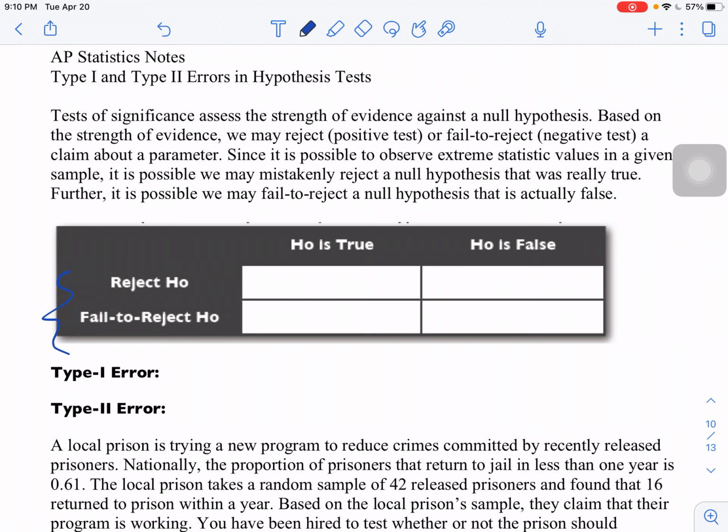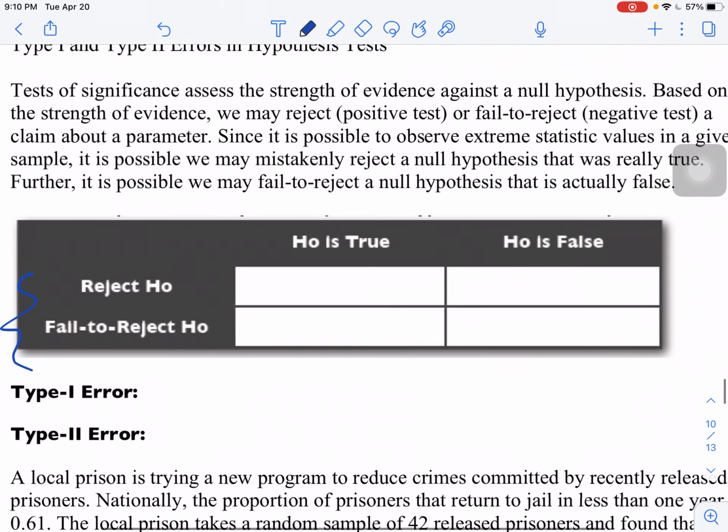So let's think about, first of all, the good outcome. So what do we want to do in a significance test? Well, let's think about, first of all, rejecting. If we reject the null, that's going to be called a positive test, right? We want to reject the null. We want to have evidence for the alternate. So that's going to be a positive test if we find that evidence. So if we are rejecting the null, we want to reject a null that is false.